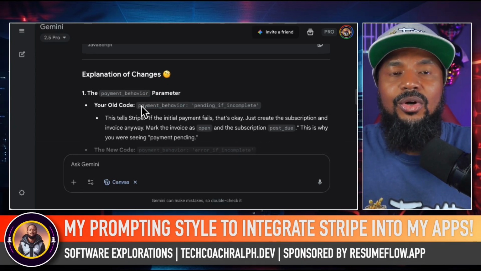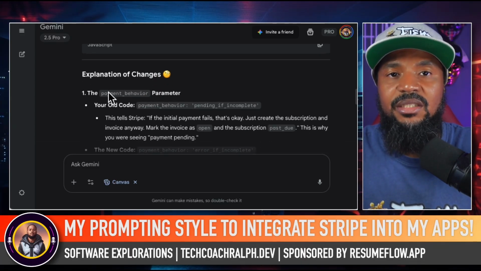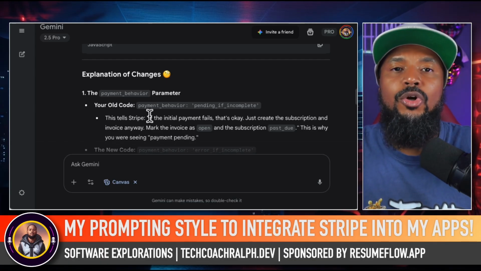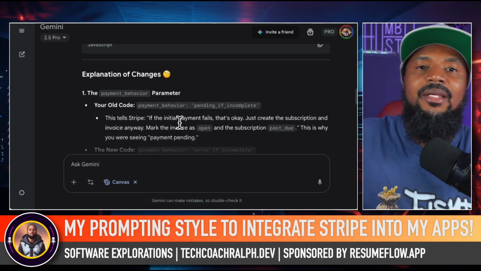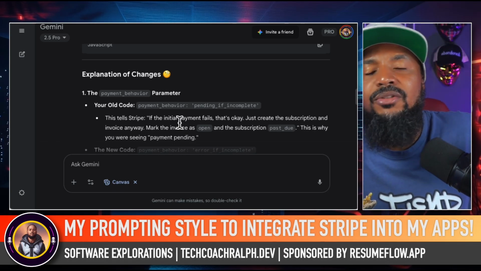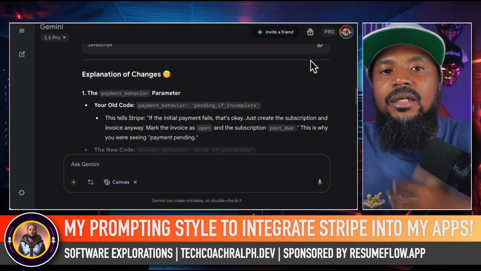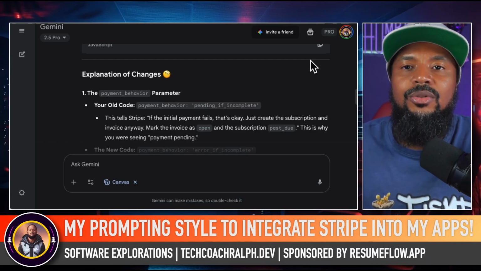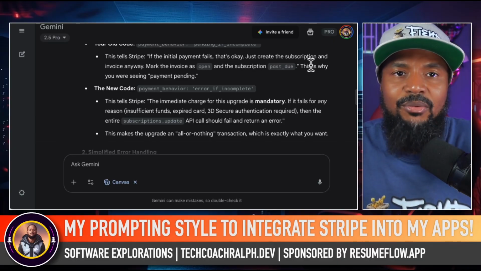So I'm just going through the code. Gemini does a lovely job of explaining what the changes mean. So the payment behavior parameter, your old code, payment behavior if pending if incomplete, tells Stripe if the initial payment failed, that's okay, just create the subscription and invoice anyways. Mark the invoice as open and subscription past due. That's why you're seeing payment pending, which we don't want. We just wanted to collect the money right away.